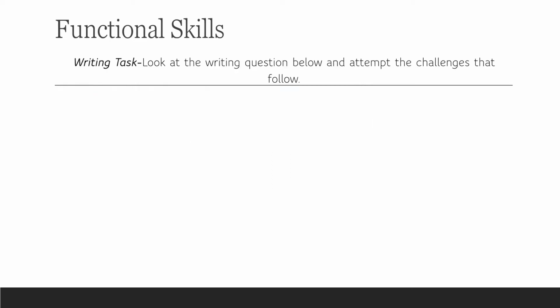Writing task. Look at the writing question below and attempt the challenges that follow.